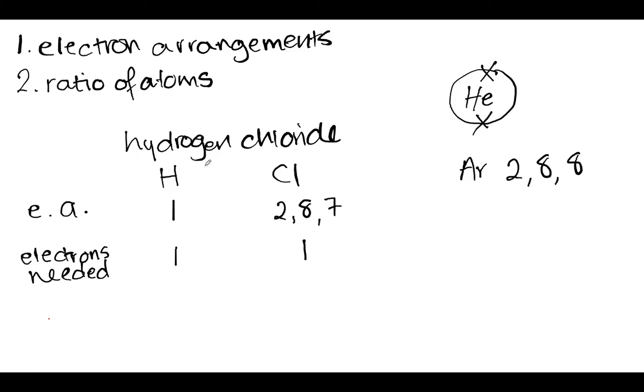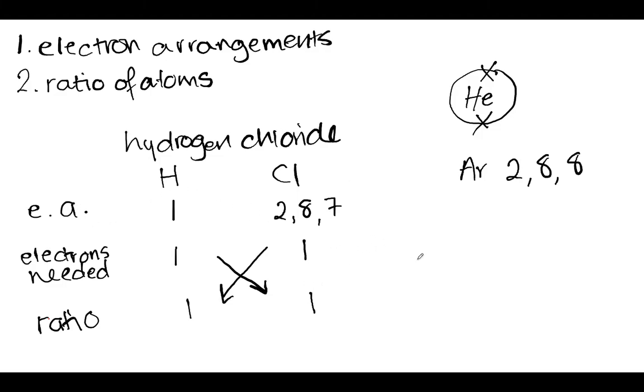To get our ratio of atoms, what we have to do is swap these numbers over, 1 and 1. And this tells you how many hydrogen atoms and how many chlorine atoms are in our molecule. In this case, we have 1 of each. So how do we go about drawing that?